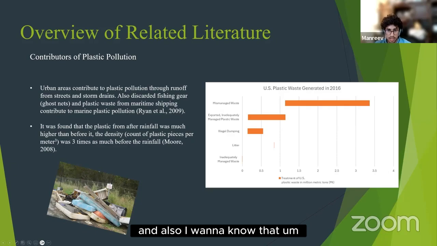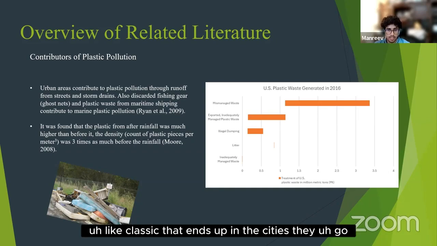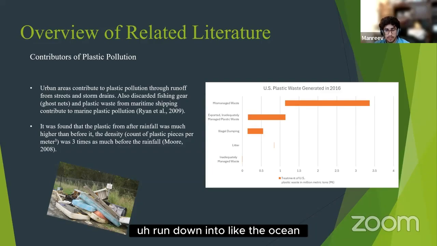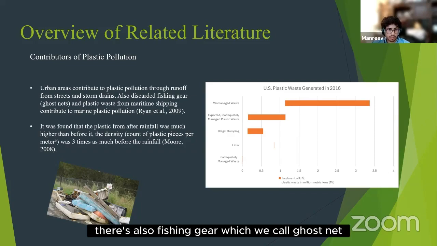And also, I want to note that other things like urban runoffs, which happen to plastic that ends up in the cities, run down into the ocean. I don't know how to explain it, but it's plastic that ends up on the streets. They get into the ocean through rainfall. There's also fishing gear, which we call ghost nets, because these are unused nets that were used to catch fish, and a lot of the fishers or fishermen just leave them out in the ocean. It's also important to take care of that as well.